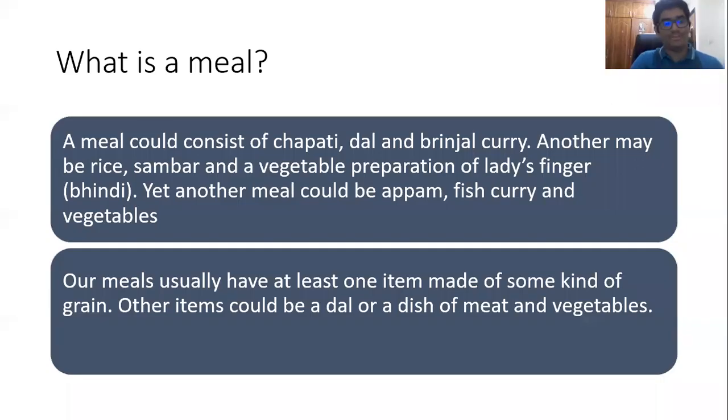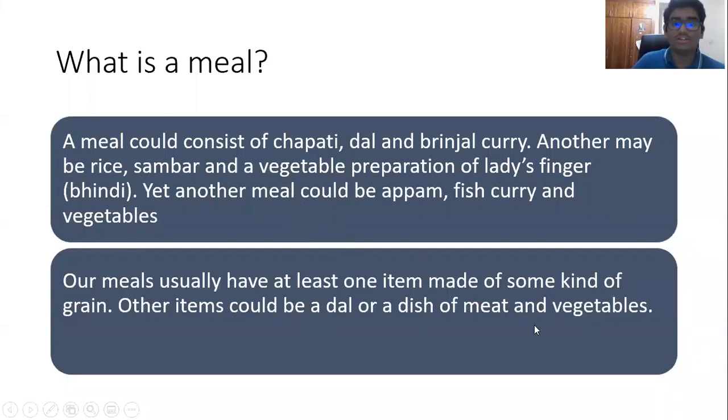Part 1. So, what is a meal? A meal could consist of chapati, dal, brinjal curry, or it may be rice, sambar, and a vegetable preparation of lady's finger, which is called bhindi. Or it could be appam and fish curry, which is the most favorite food in South India. So there's a variety of meals that are consumed by a variety of people.